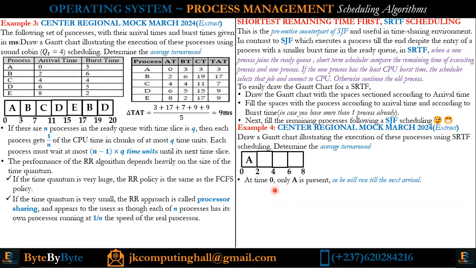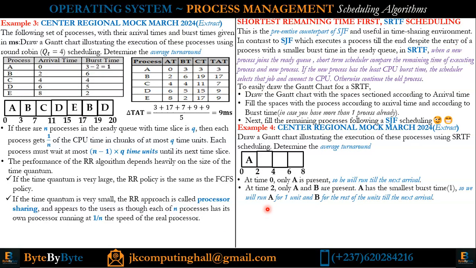Now, at time 0, only A is present because A is the only process arriving at time 0. So it will run till the next arrival. Meaning what? I first of all run A from 0 to 2. Meaning that A is now left with 1 unit, because from here it has consumed 2 units, so it is now left with 1. At time 2 now, that is where B enters the CPU.